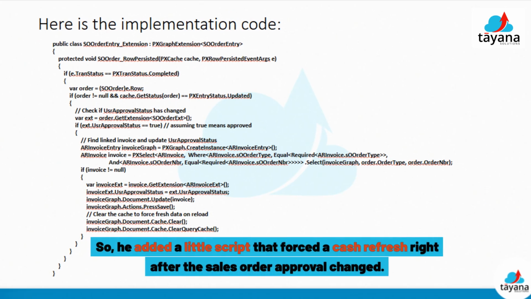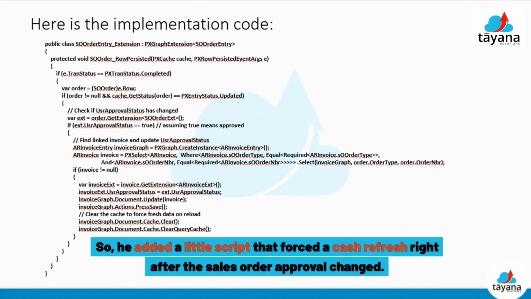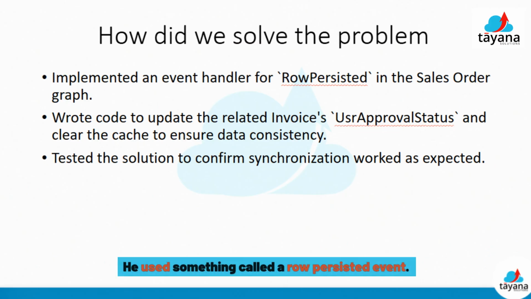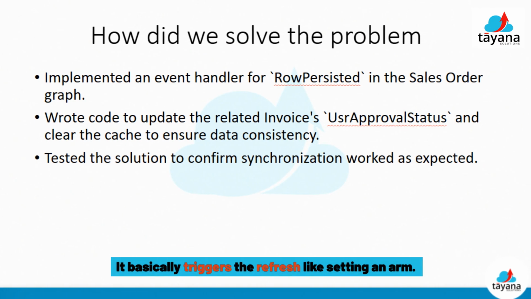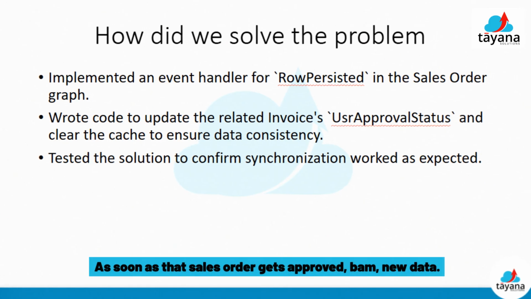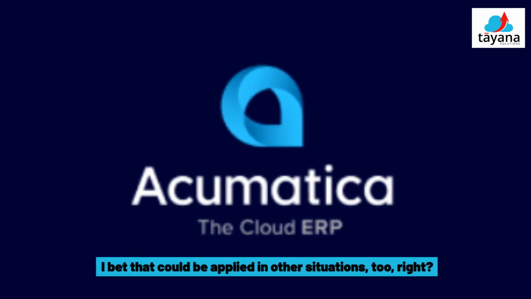So he added a little script that forced a cache refresh right after the sales order approval changed. So it's all about timing. Yep. He used something called a row persisted event. It basically triggers the refresh, like setting an alarm. As soon as that sales order gets approved, bam, new data. Okay, so that's pretty clever. I bet that could be applied in other situations too, right?